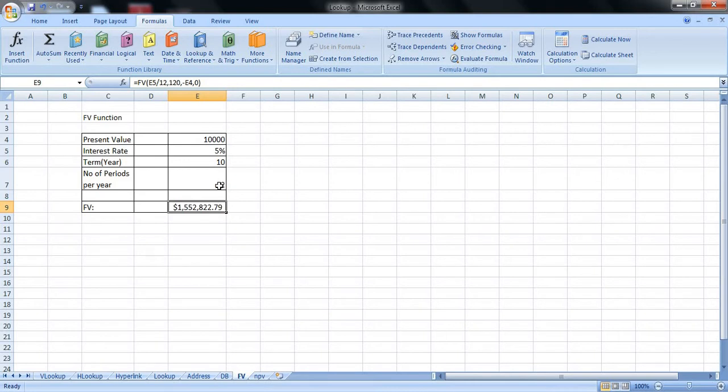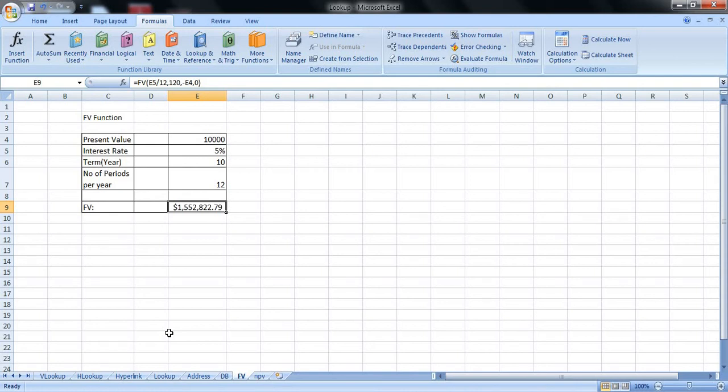The future value after 12 installments in a year for 10 years with the interest of 5%. This is your future value of this particular investment. 10,000 will be paid for 12 months in a year for 10 years, and the interest you will get is 5%, and this is what you will get after the term of 10 years. So this is about the function called future value.